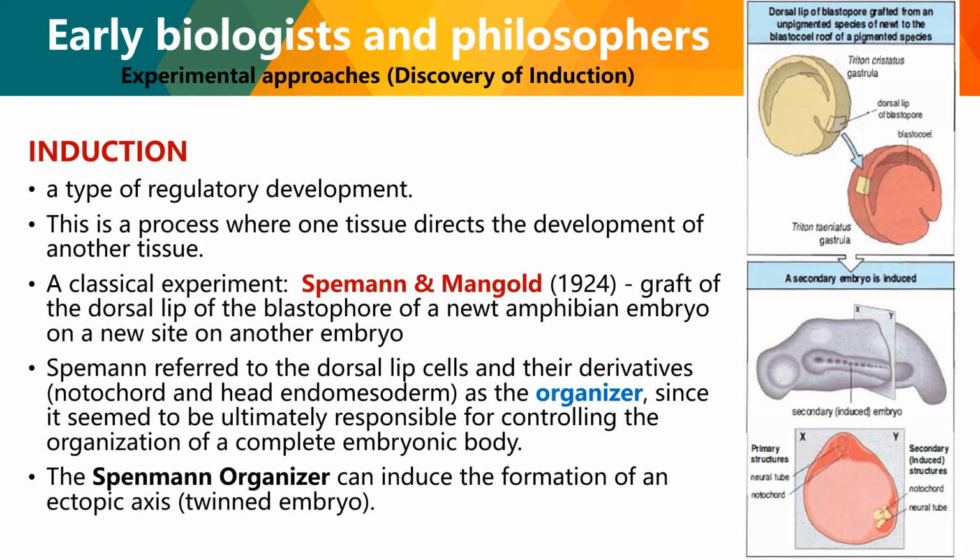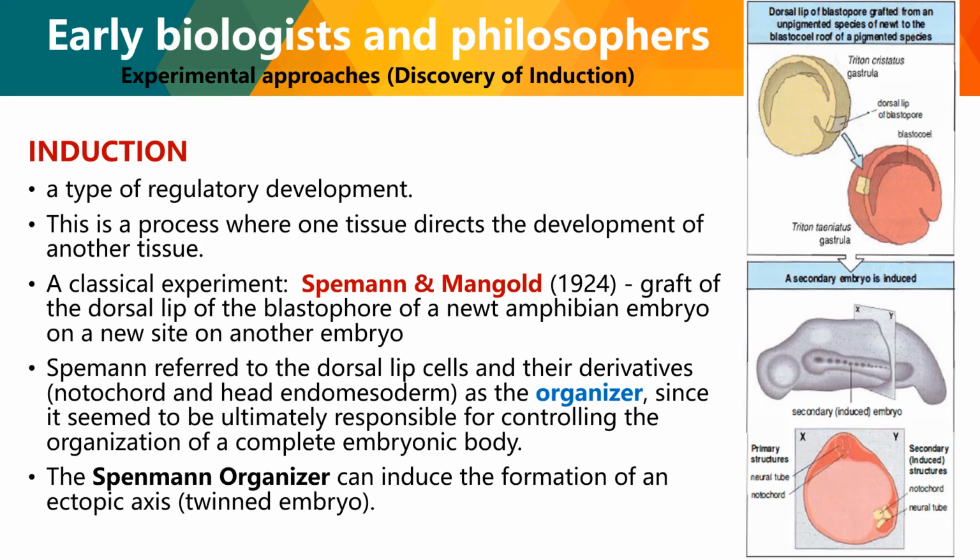So, come to think of it, when you say notochord, that is the precursor of your nervous system. So, tama nga naman na ang notochord and the nervous system are the ones responsible for the control of the organization of the body. Okay? So, the Spemann organizer can induce the formation of an ectopic axis or twinned embryo.